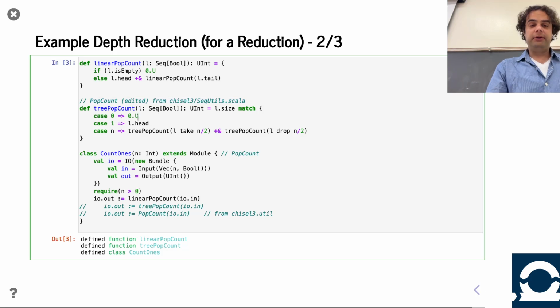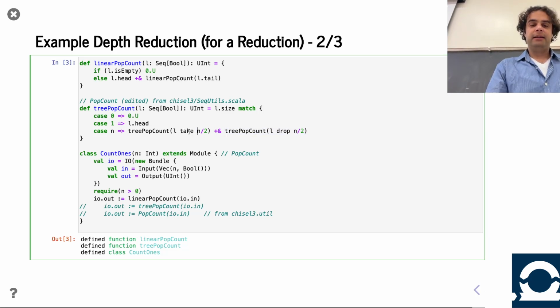In the tree style, given zero elements, obviously it's going to be zero. Given one element, I have to return that one element. But if I have more than one element, I can just break it in half, left half, right half, and recurse. So it's divide and conquer. And yeah, this is using that Scala syntax.